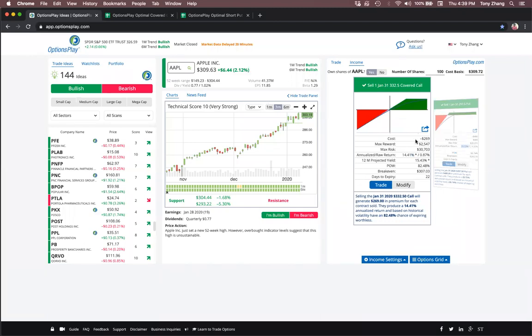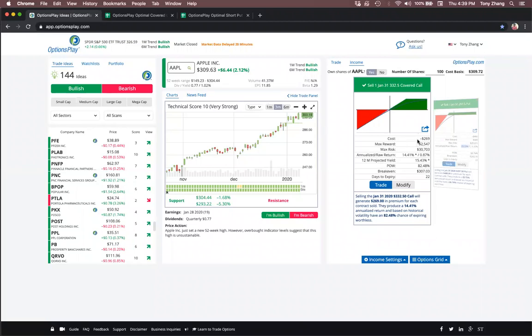A covered call, like I said, is like a limit order that you place above the current price, hoping that the stock rallies sometime in the future so that you can hit that price, take profit on it, and move on to the next trade. So here, this is telling me to sell the January 31st 332.5 covered call on a stock that's currently trading around 310. So about $22.50 above the current price.